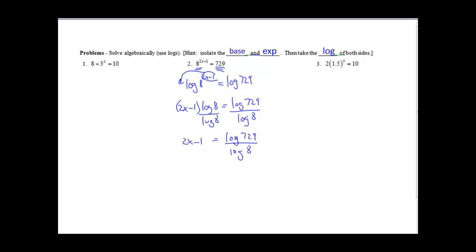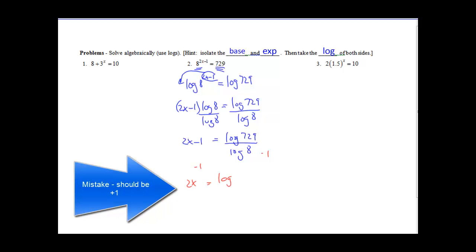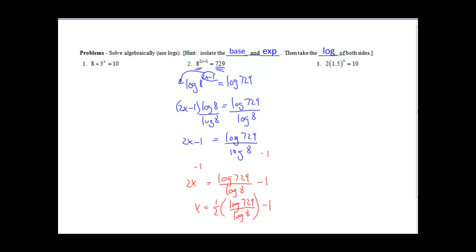If we're still solving for the x, we need to subtract 1, which means we'll subtract 1 over here. So 2x equals log 729 divided by log of 8 minus 1. And then the last step is to divide this whole thing by 2. So we'll go x equals, take a half of the log 729 divided by log of 8, then minus the 1. If you notice, go back up. Okay, this is going to be plus 1, so this will be plus 1. Okay, this is approximately, in your calculator, 2.085. Rounded to 3 decimals there.